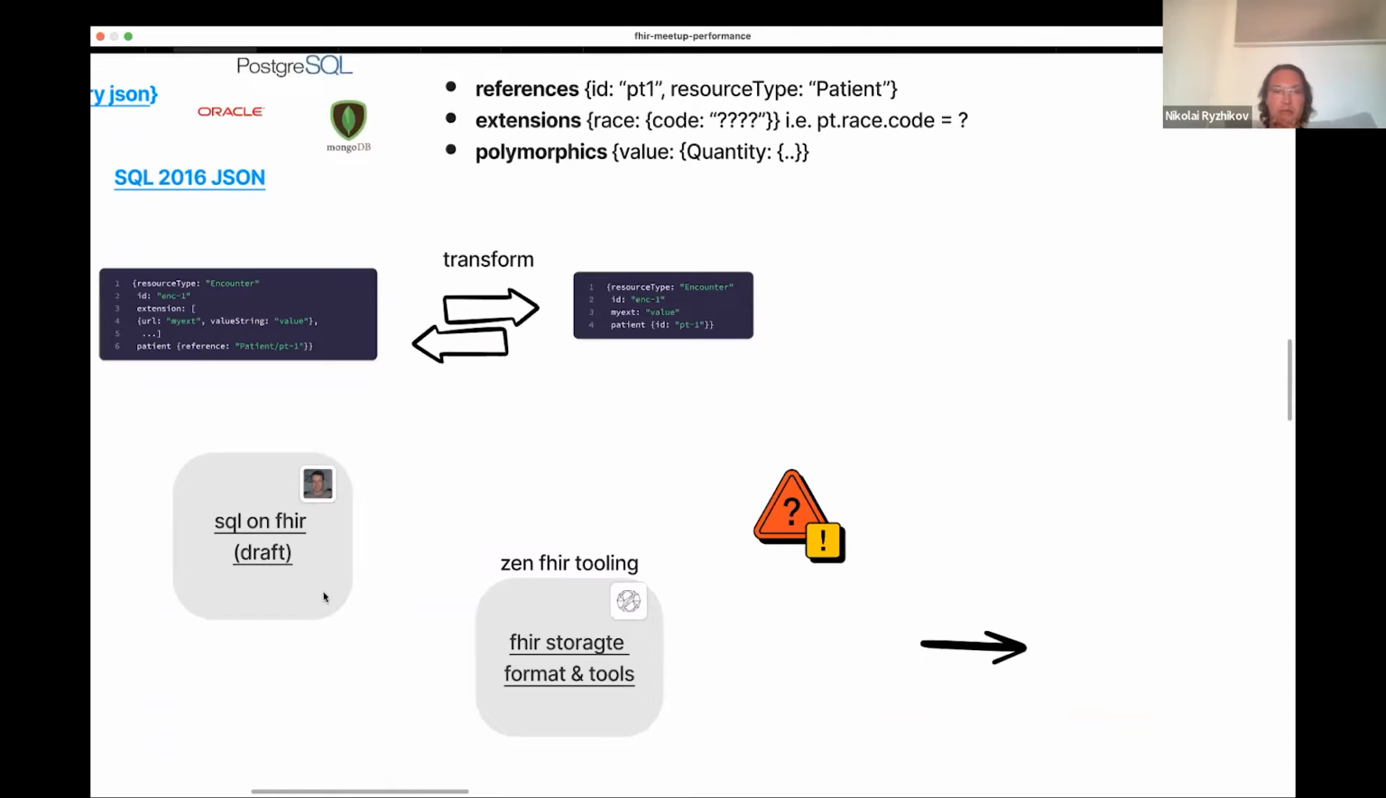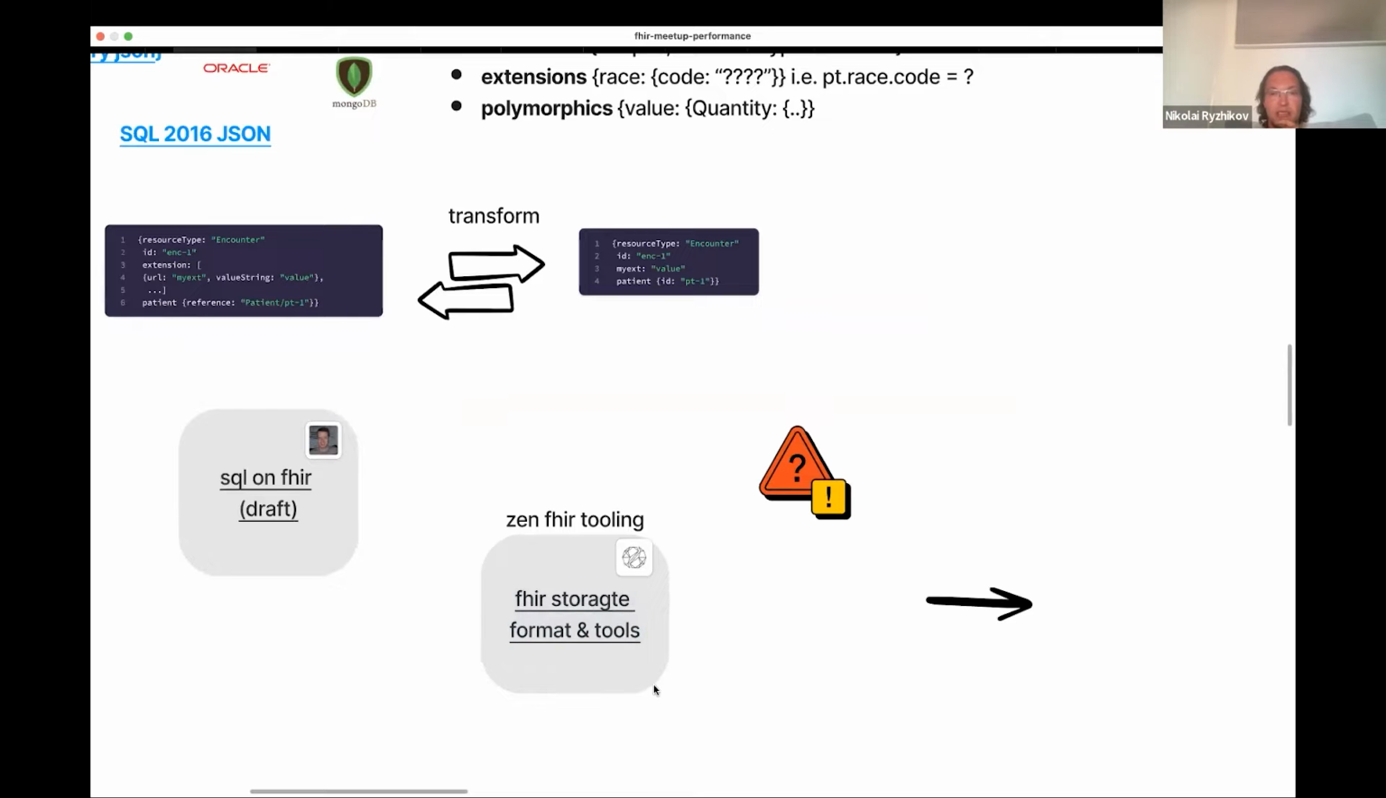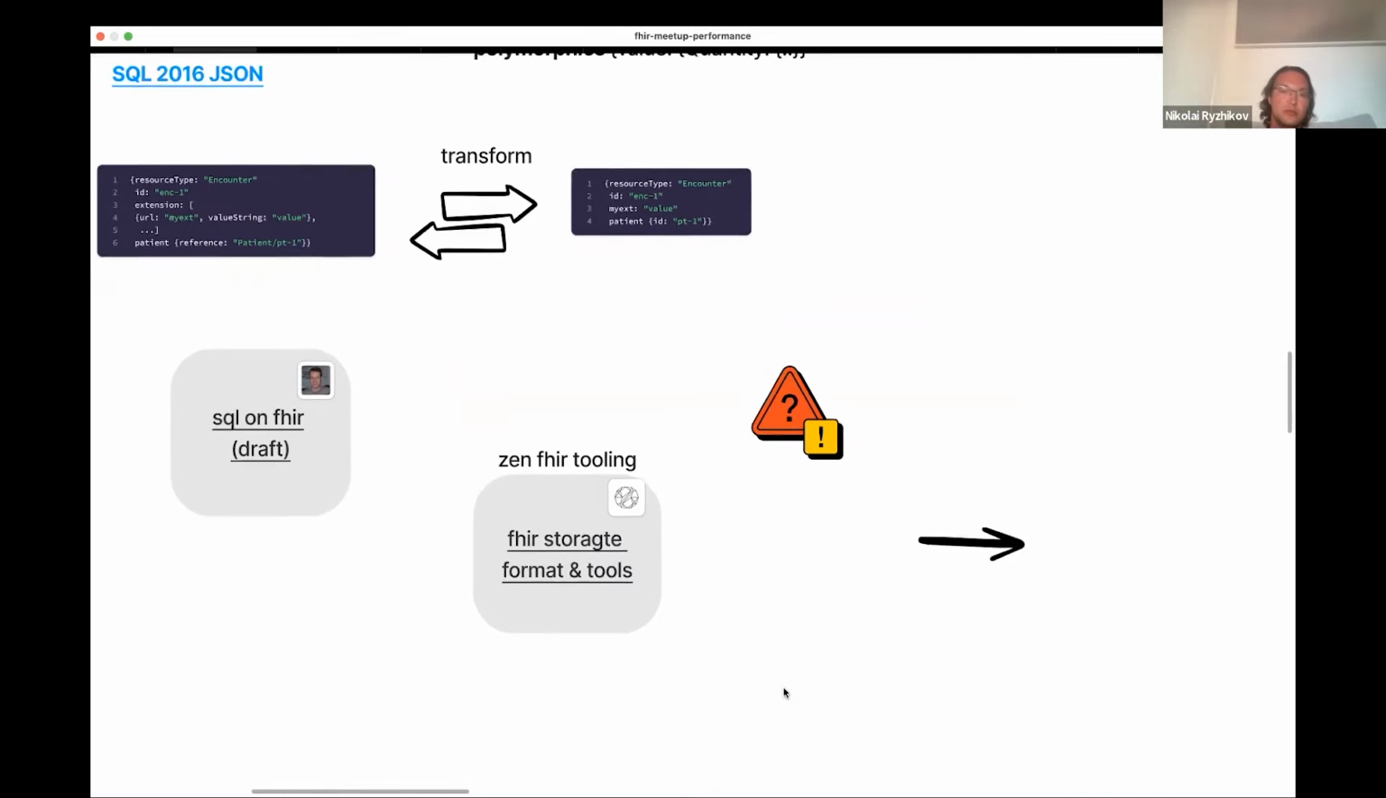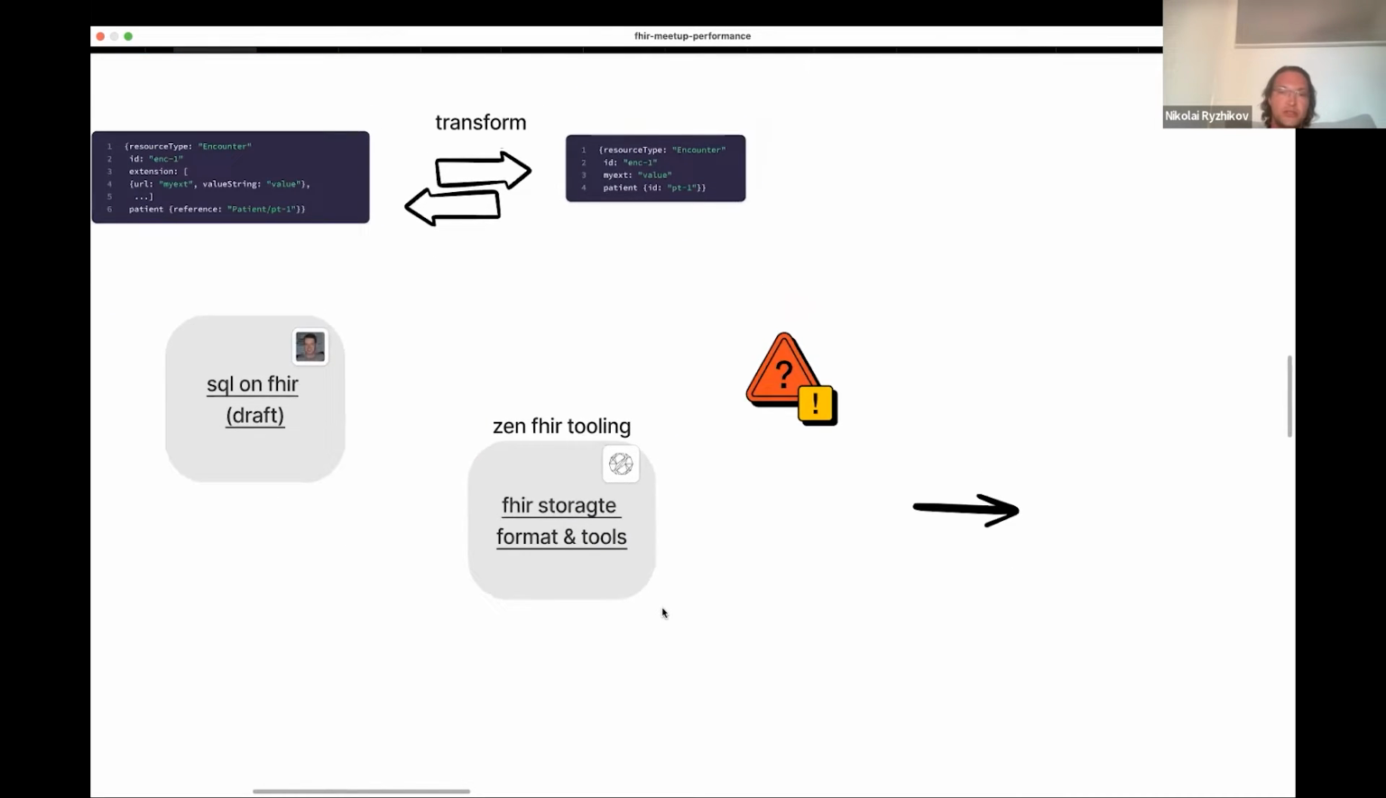The first attempt was the SQL on FHIR specification, which was written by Ryan Brush. It was mostly for analytical load, but we are now working on what we call the ZenFHIR storage format and the open source tooling around it, which will provide conversion and validation of data in a database-friendly format. In this presentation, this is a link to the GitHub repo. It's a part of a bigger ecosystem, which we call Zenlang, but this is not the topic of this talk. But this is the first trade-off.